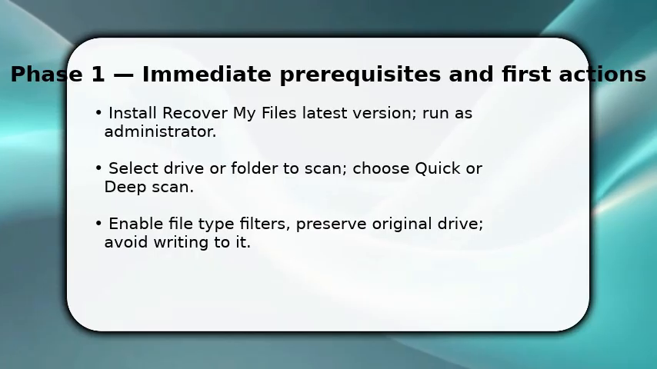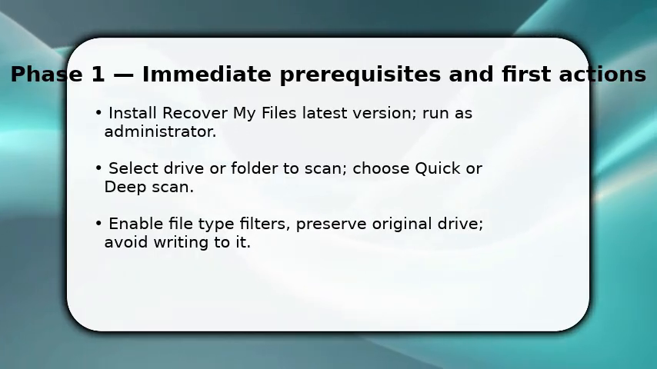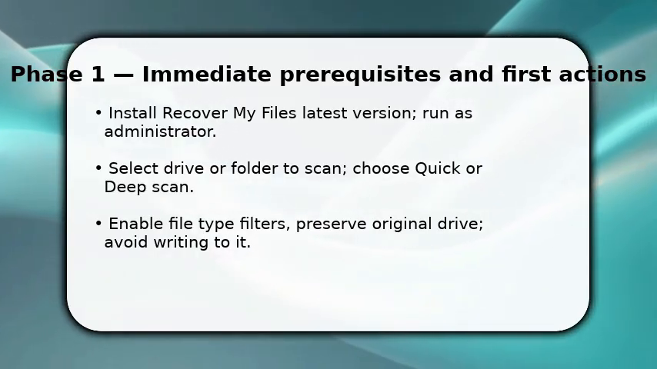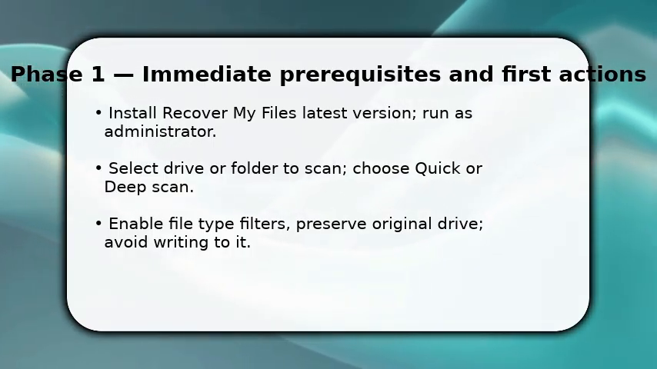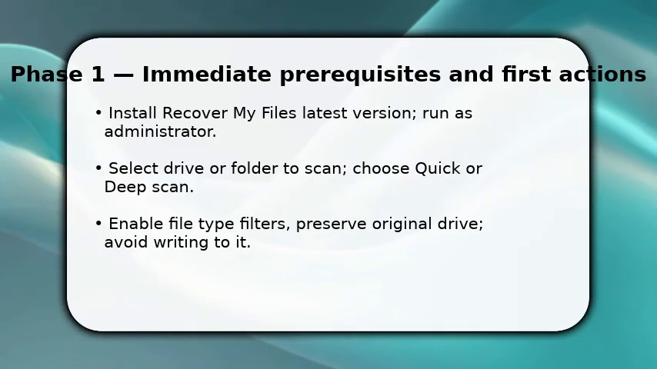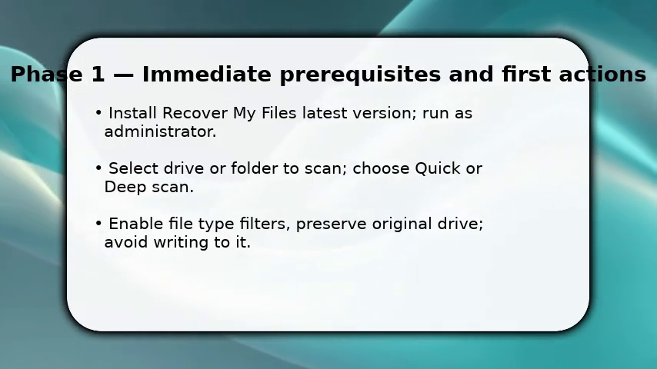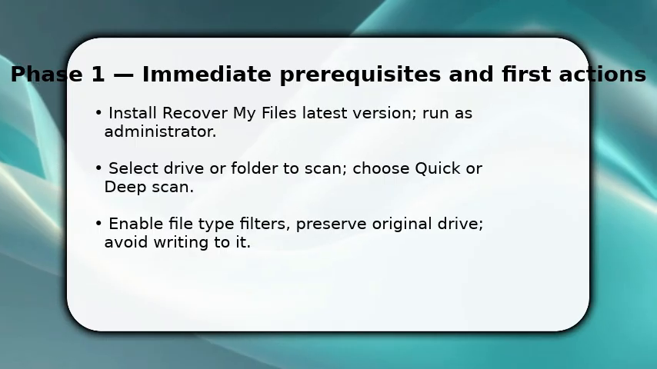You begin by launching Recover My Files as administrator so the app can access deleted sectors. This matters because permissions block raw reads. Select the target drive or specific folder and pick Quick Scan to test or Deep Scan when files are stubborn.